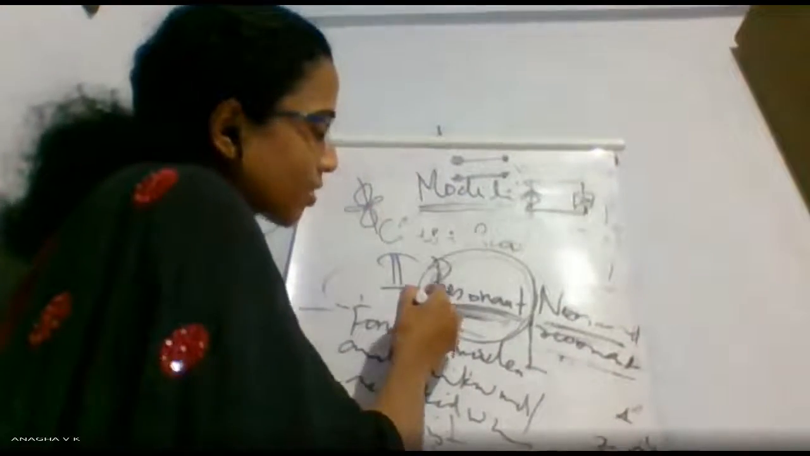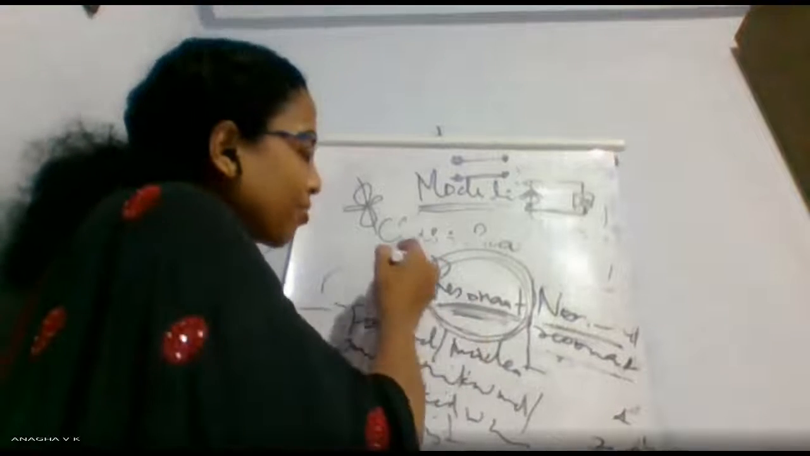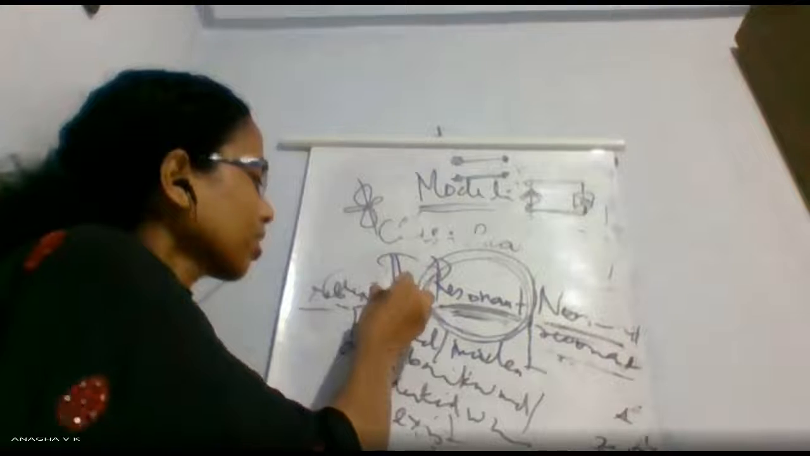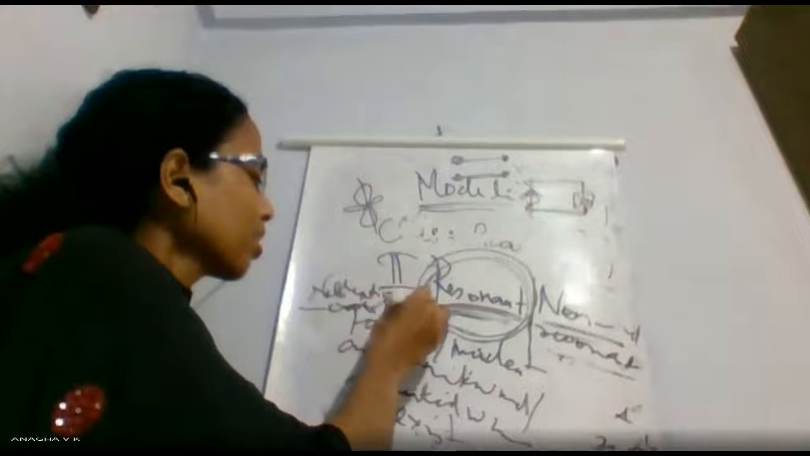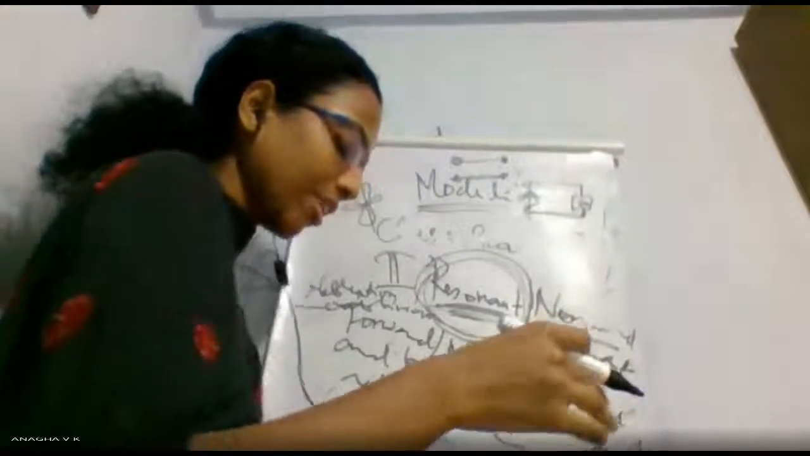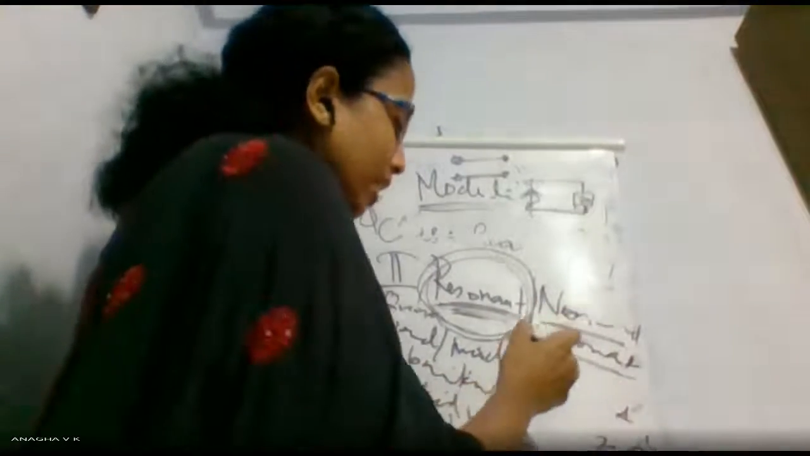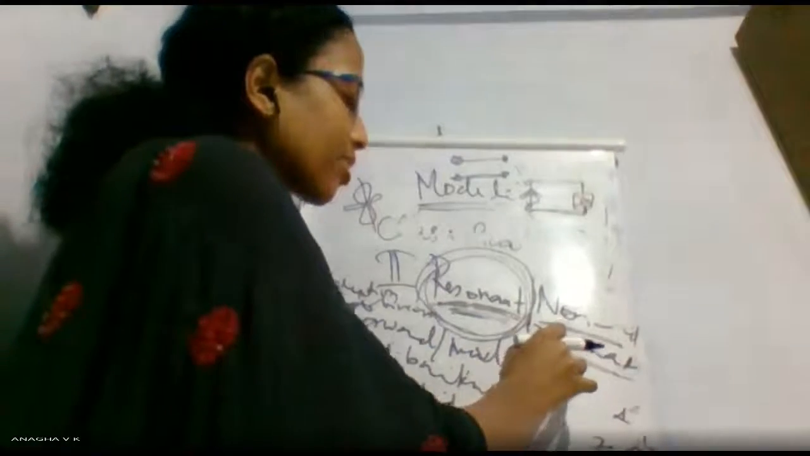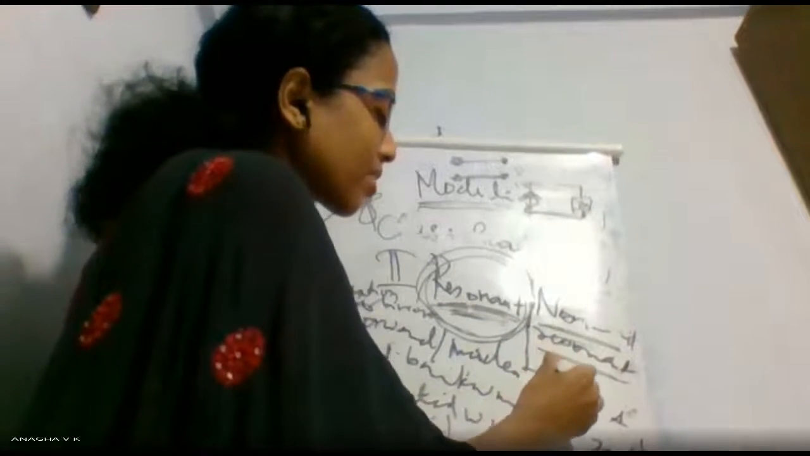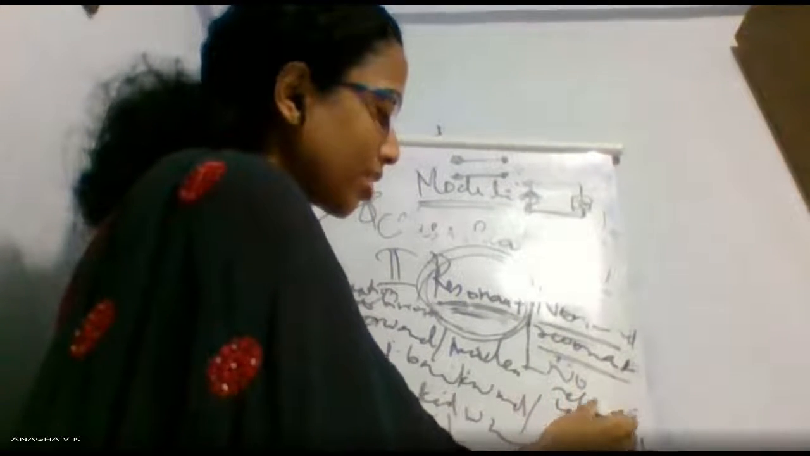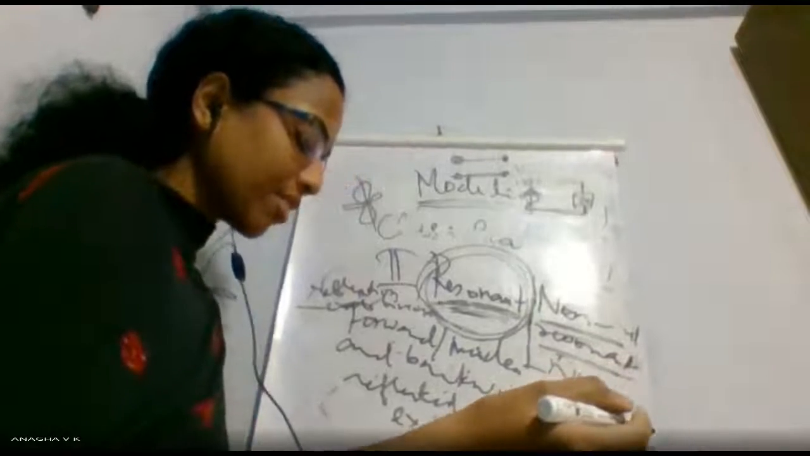In the case of resonant itself, you can understand the term reflection coefficient, which you have studied. Non-resonant means no reflected waves. In the case of resonant, there are reflected waves, but in the case of non-resonant, there are no reflected waves.